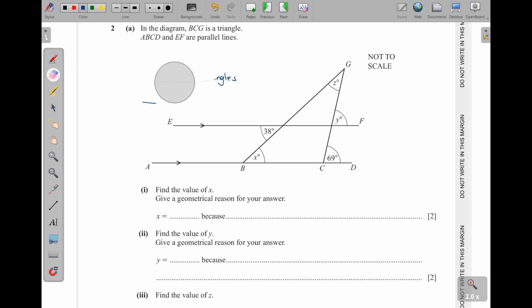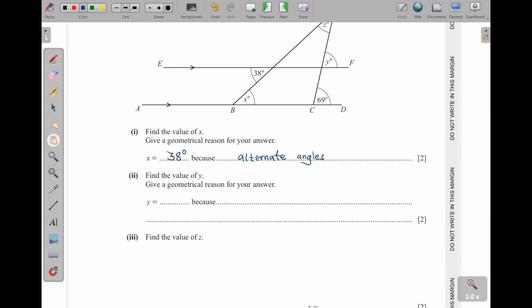So now looking at what they have given us here, find the value of x, give a geometrical reason for your answer. When you look at x here, it alternates with this one here. So I'll write 38 degrees, and then I say these angles are alternate. So I say alternate angles. Just that. And then others write alternative angles. No, the word is alternate, not alternative.